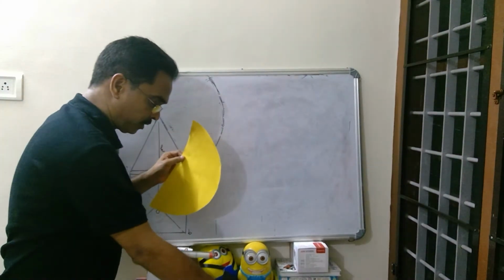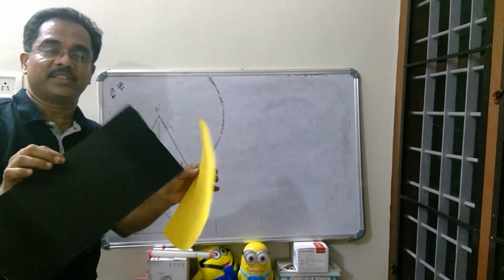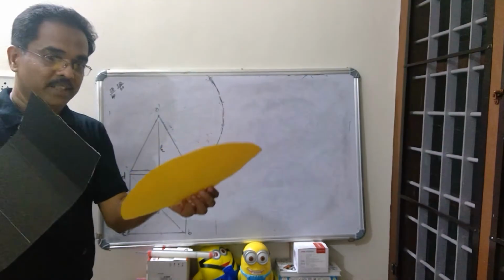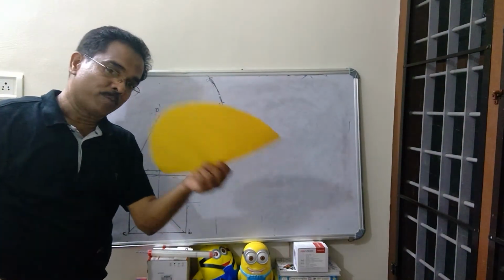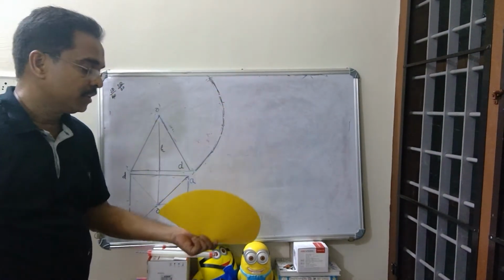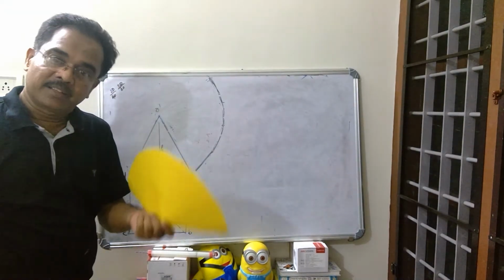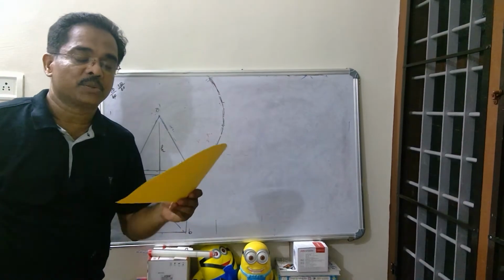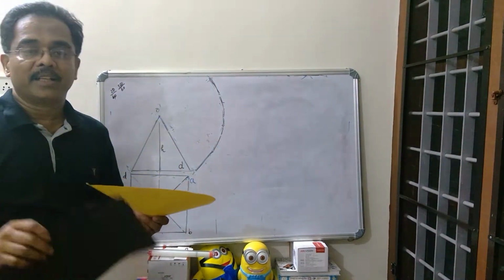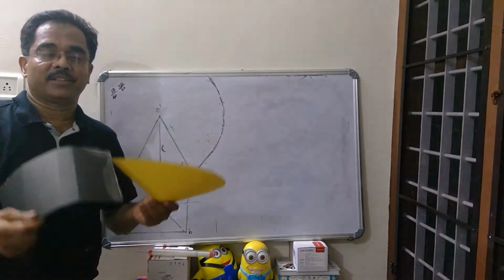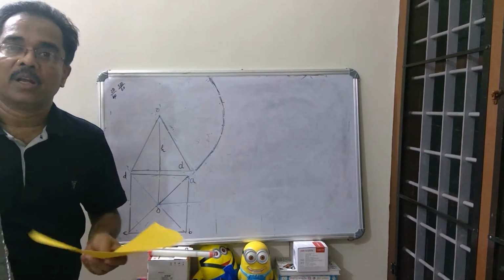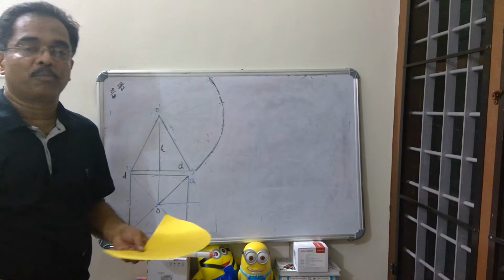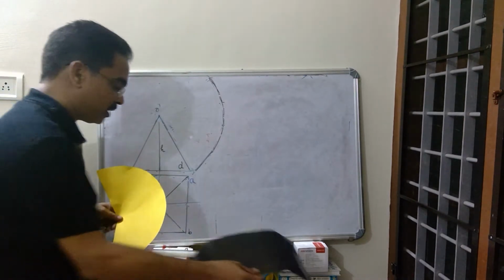So these are the two basic types of development: parallel line development for prisms and cylinders, radial line development for cones and pyramids. Then there is another type of development called approximate development. This is usually used for spheres. Then triangulation development is used for some triangular prisms or like that. It's not our concern.